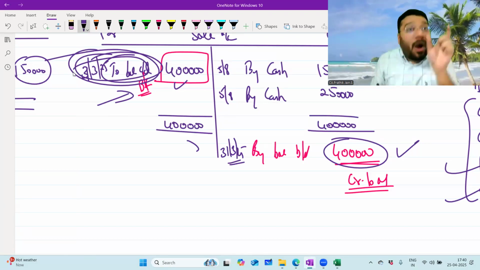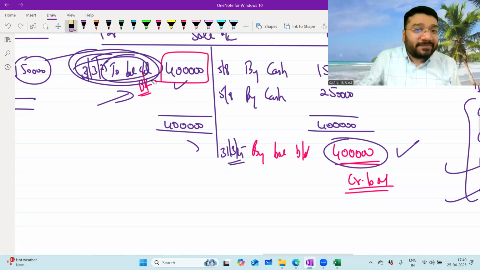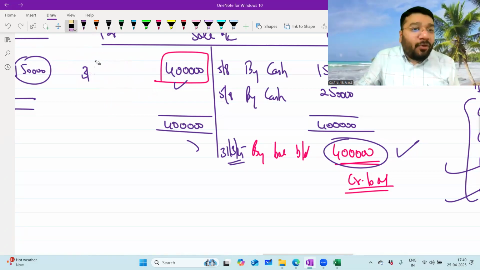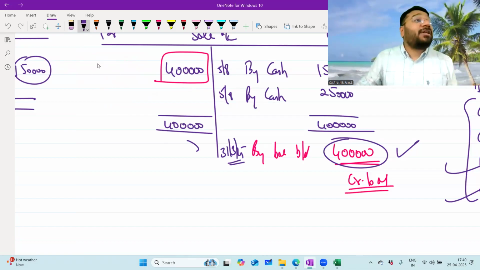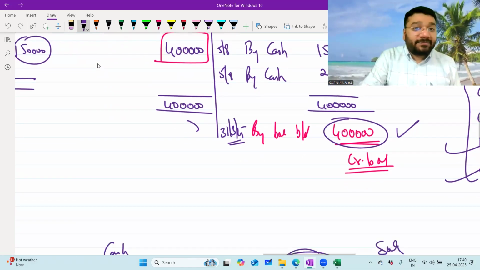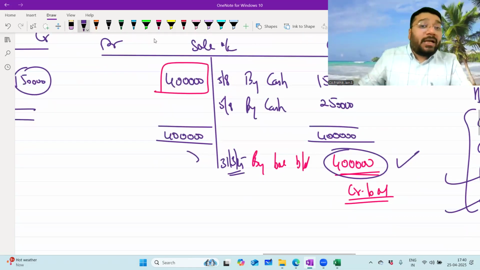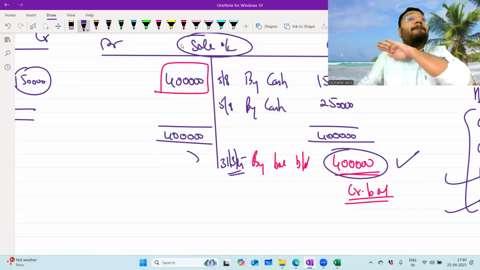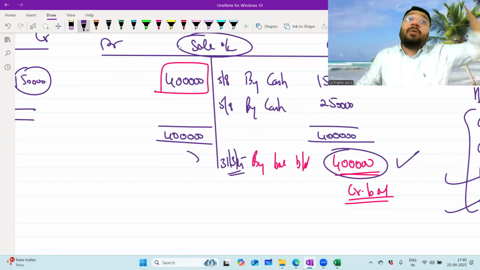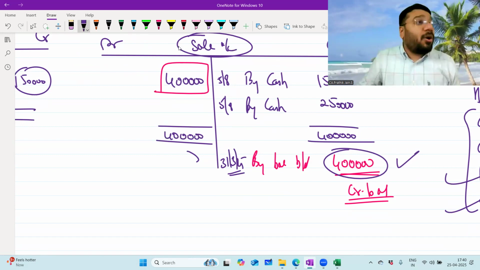Now, please tell me what entry I should pass for this. I am having 4 lakh here, but not in form of balancing. Now, it should be in form of a transaction. I should record a transaction. Now, please tell me what entry I should pass. Whatever the balance is there in the sale account, I have to completely remove that and put it in a place called as trading account.